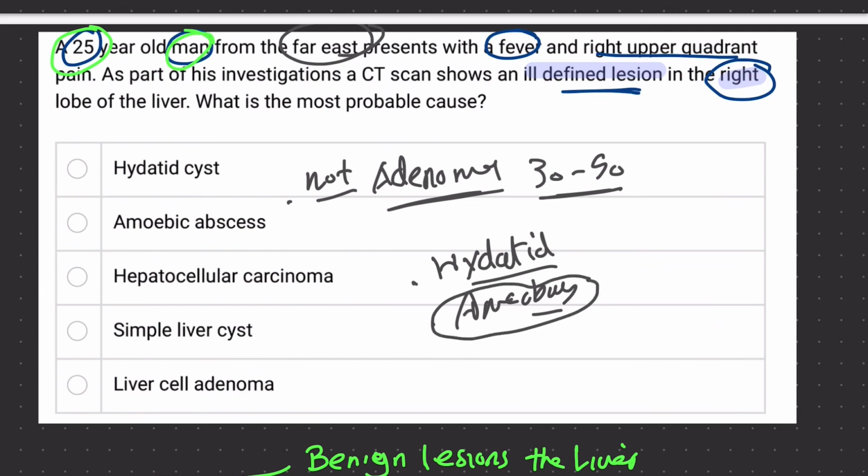Okay. Also, the CT scan showed an ill-defined lesion on the right upper quadrant. Amoebiasis is very common in the right lobe of the liver. Okay, so the answer will be amoebiasis.